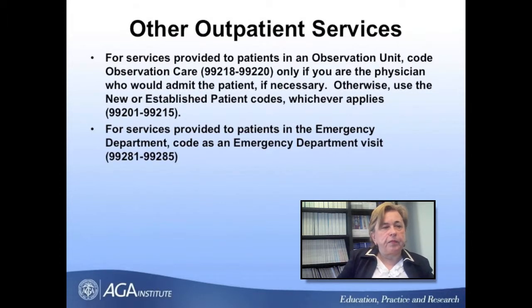Other outpatient services, for patients that are seen in the observation unit, if you are the physician who has admitted them to observation and would ultimately admit them to the hospital if they require hospital admission, you would bill 99218 to 99220. If you are not the physician that would ultimately admit the patient to the hospital and you see them in the observation unit and you have not provided any service to this patient, or anyone in your practice has not provided any service, within at least 3 years, you would bill a new patient visit. If you have provided a service to the patient within the last 3 years, you would bill an established patient visit. If you see the patient in the emergency department, you would bill the emergency department visits, which are 99281 to 99285, and there is no time restriction for those codes.